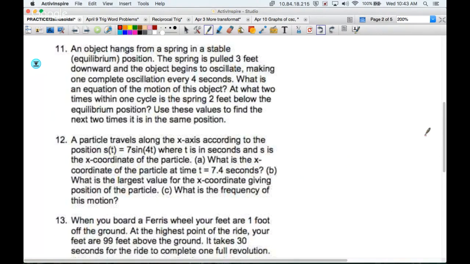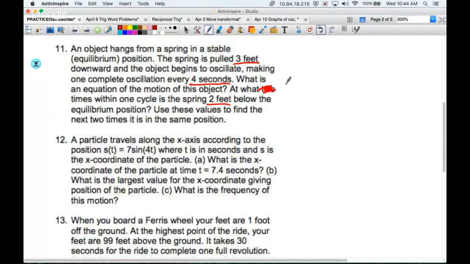Question 11. An object hangs from a spring in a stable equilibrium position. The spring is pulled 3 feet downward and the object begins to oscillate, making one complete oscillation every 4 seconds. Let me just underline my numbers as I go here. What is an equation for the motion of this object? At what 2 times within 1 cycle is the spring 2 feet below the equilibrium position?